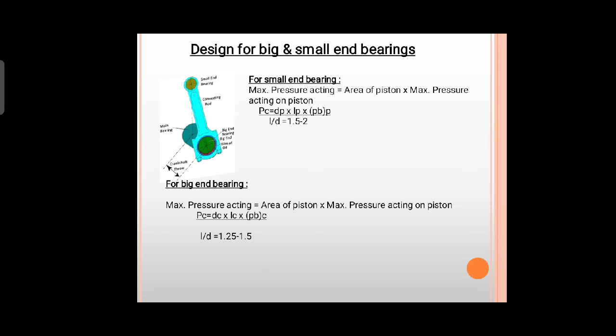For small end bearing, maximum force acting equals area of the piston times maximum pressure acting on the piston. Pc equals dp into lp into bp, divided by l by d equals 1.5 to 2.